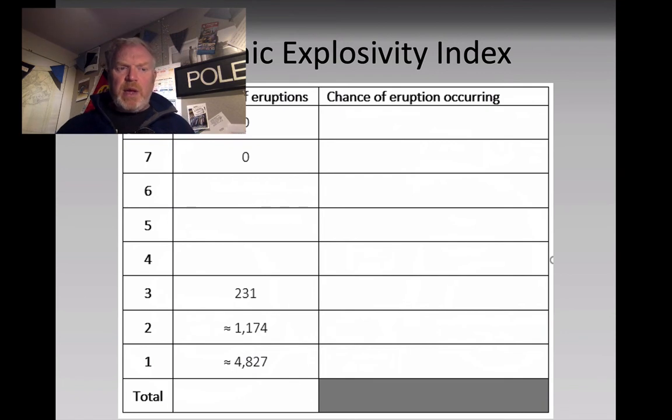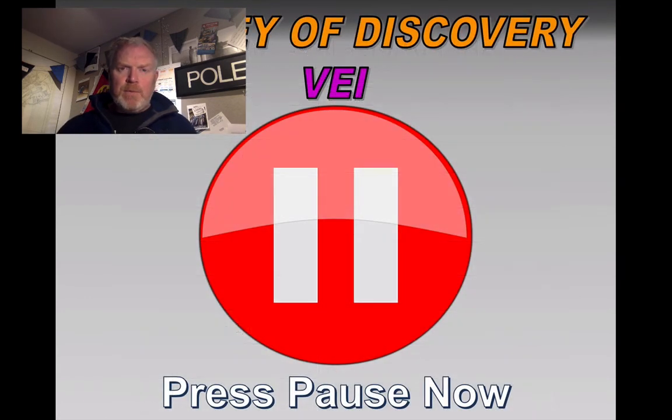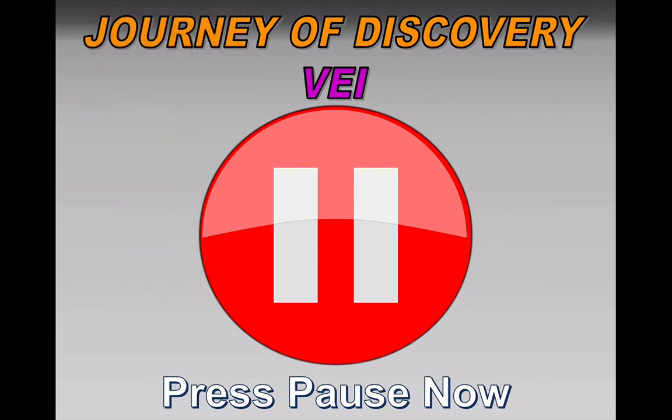Can you then identify a pattern? And why do we not have any VEI 7 or 8 eruptions registered in the 20th century? Can we work out the chances of those erupting? So press pause now and have a go at questions C, D and E in your booklets.